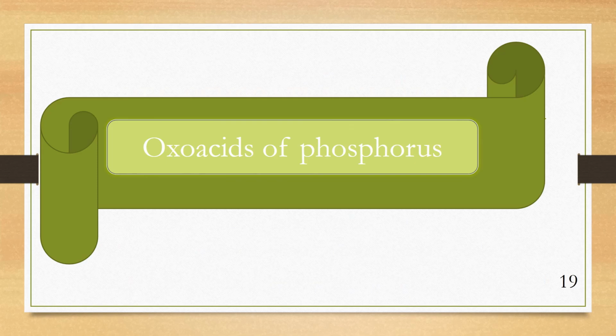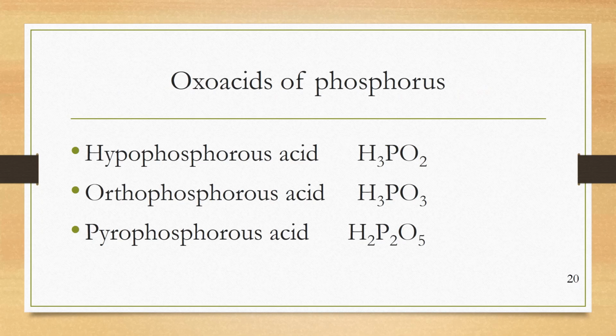Now we shall see the important oxoacids of phosphorus. We have a variety of oxoacids for phosphorus. One set belongs to phosphorus acid. It includes hypophosphorus acid with the formula H3PO2, orthophosphorus acid with the formula H3PO3, and pyrophosphorus acid with the formula H2P2O5.